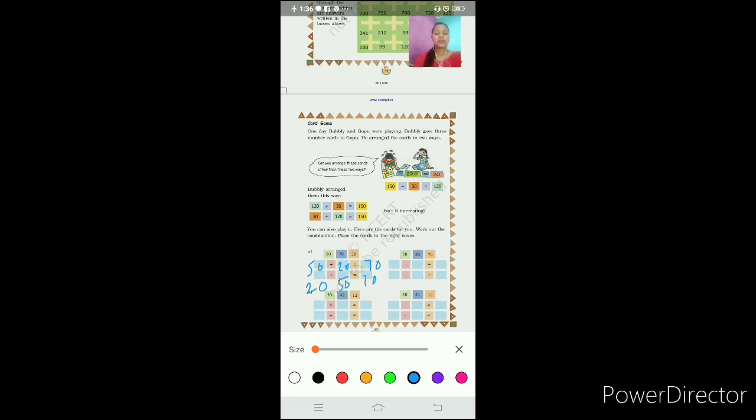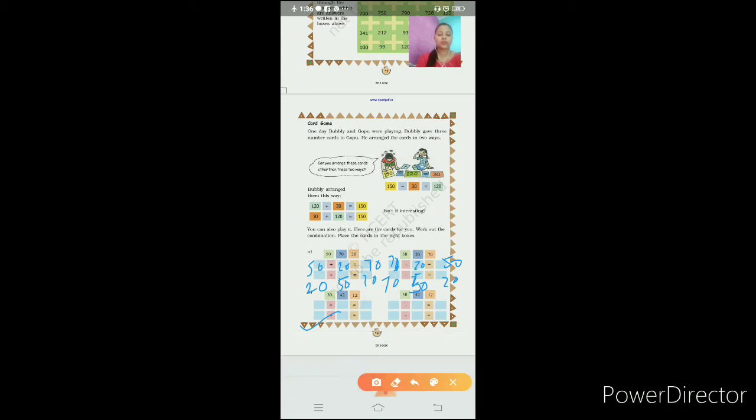Okay, now for subtraction, obviously if you want to subtract anything you have to subtract from the greater number. Okay, 70 minus 20 is equal to 50, and 70 minus 50 is equal to 20. Okay, you can do this question the same way also.